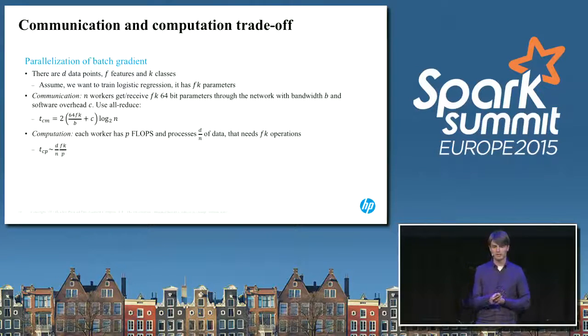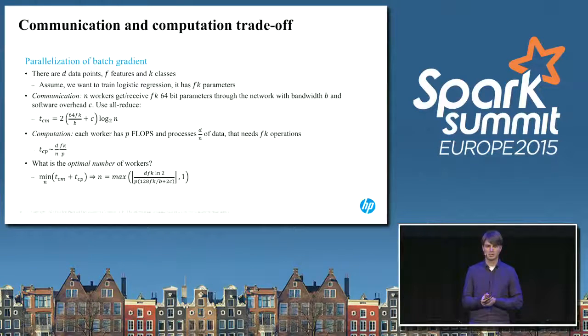With regard to computation, each worker has a particular amount of flops P, and it processes D divided by N data points, assuming that data is equally distributed among workers. And it needs FK operations. The computation time will be DFK divided by NP. So now we have computation and communication, and we can try to find the optimal solution, minimizing by the number of workers. And we can get the following formula.